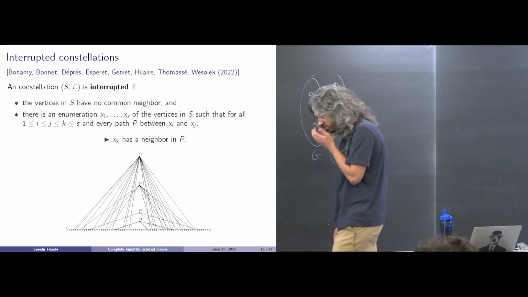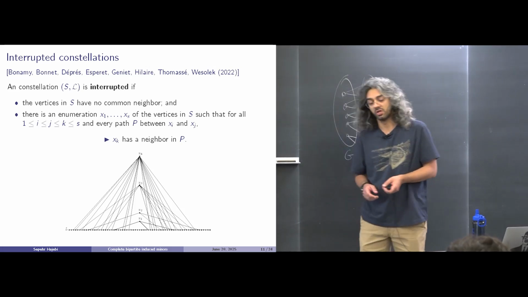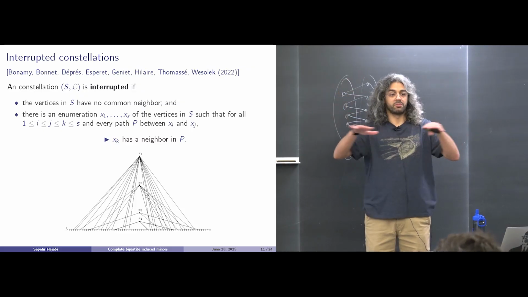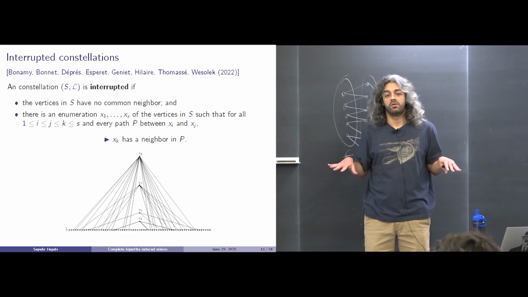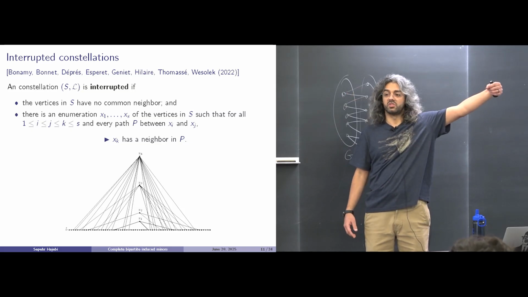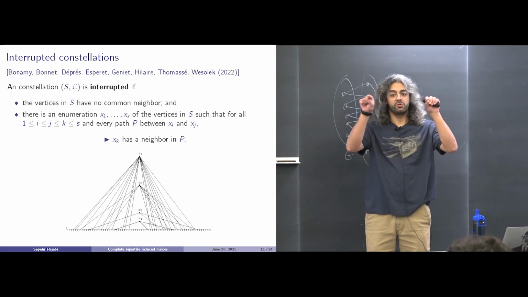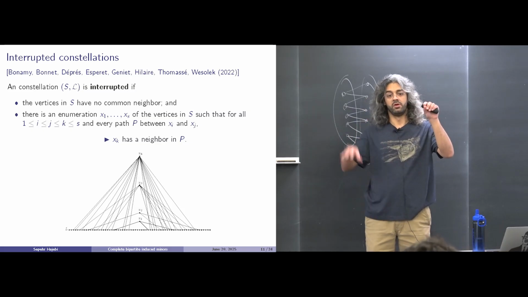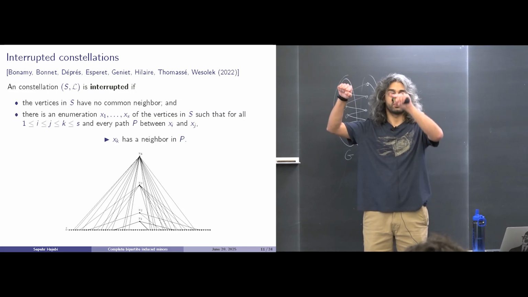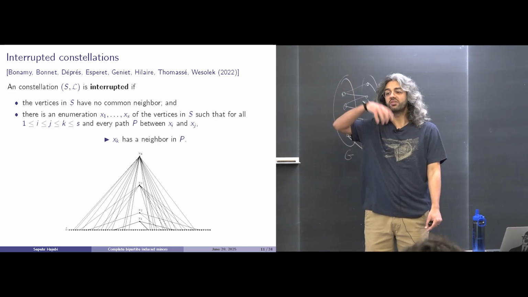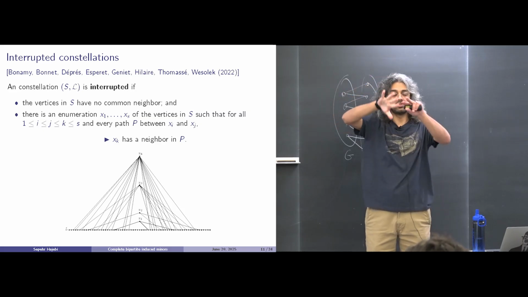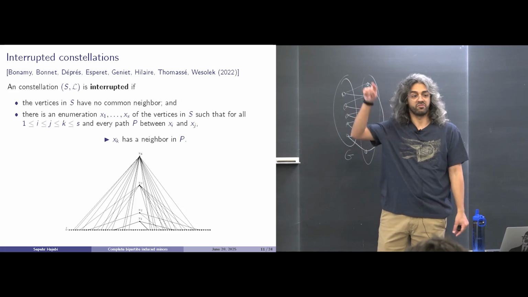So what does it mean for a constellation to be interrupted? It means, first of all, the vertices in the stable set are not going to have common neighbors on the paths. And the second condition is that you can linearly order the vertices in the stable set so that for every choice of 3 vertices, the third one is going to have at least one neighbor in every path that goes from the first to the second. In other words, if I just remove the neighbors of the third one from the graph, the other 2 vertices are going to be separated. There's not going to be any path left between them.